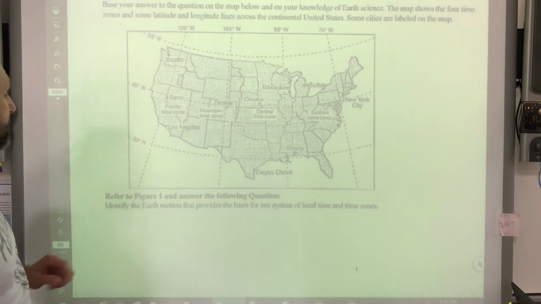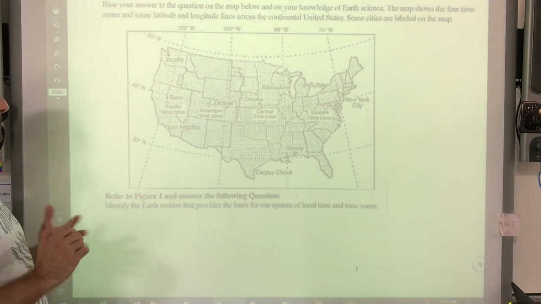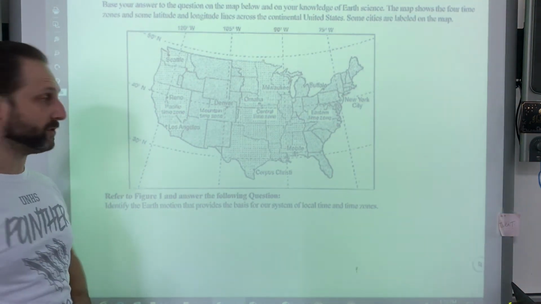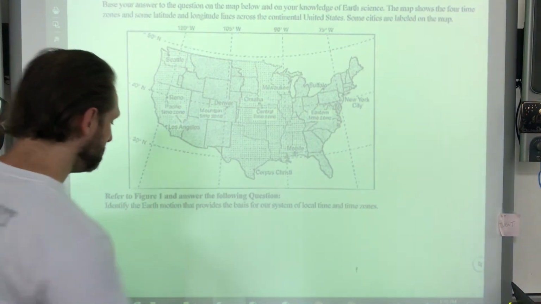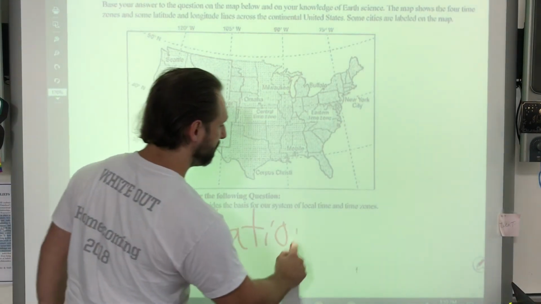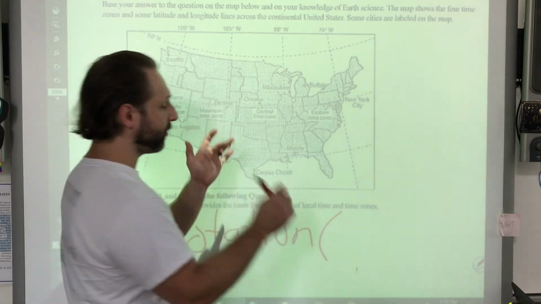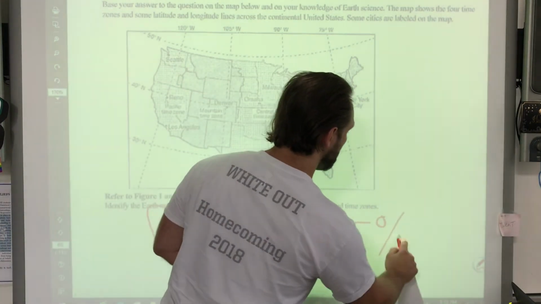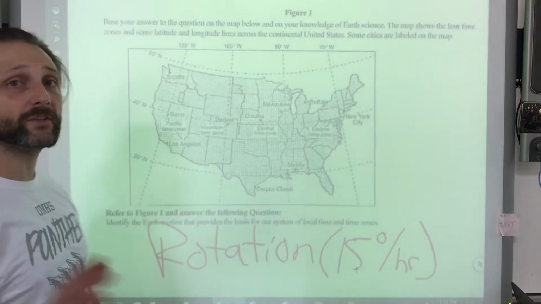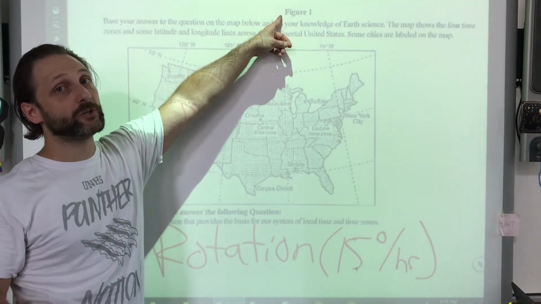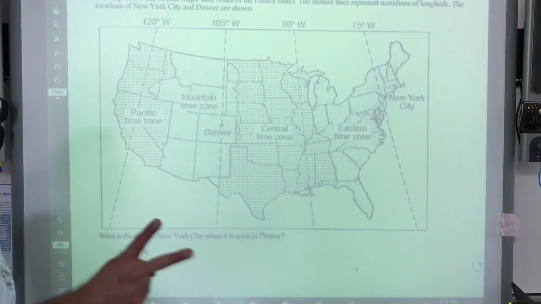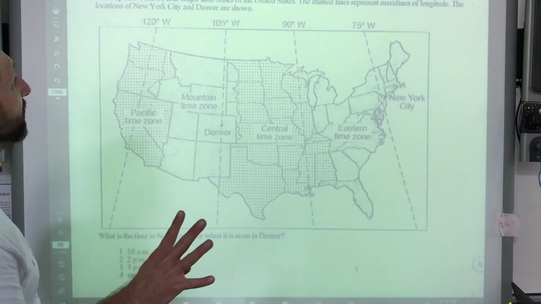Down here, it says, identify the motion that provides the basis for our system of local time and time zones. Well, Earth's motion, that's rotation, which it's always good to throw in there that it's 15 degrees per hour. That's the basis for all of it. Also, whenever you do questions, keep in mind which figures are which based on the questions, because sometimes they have you flip back.